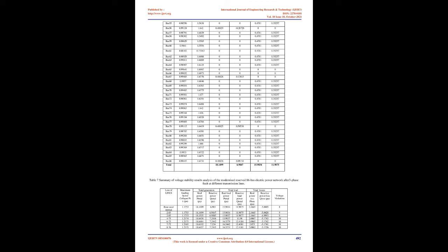Tables 2 to 7, containing both bus data and line data of the networks used as input for the simulation, can be seen in the appendix. 4. Conclusions. The improved and modernized Nigeria reserved 86-bus electric power network solved the voltage instability problems by providing adequate and sufficient generation and transmission line capacities.